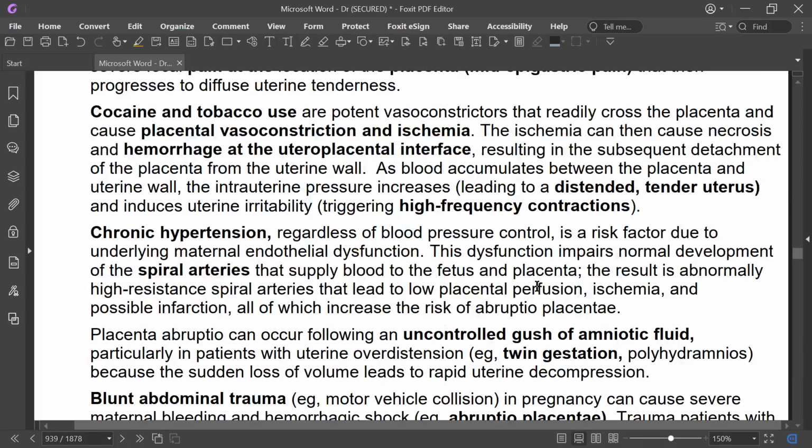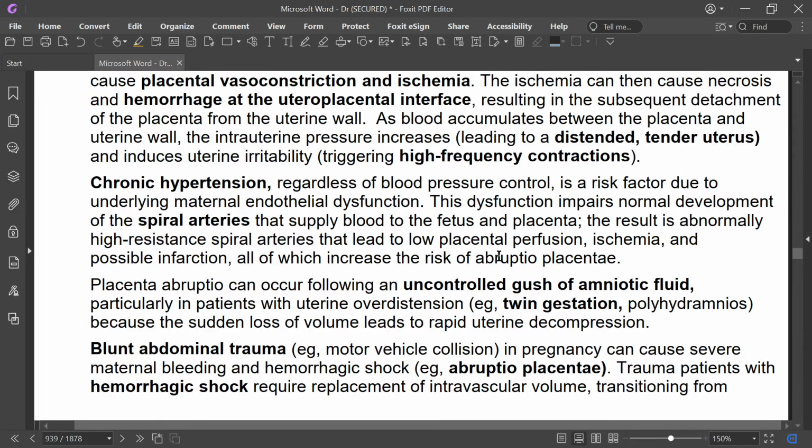Chronic hypertension, regardless of blood pressure control, is a risk factor due to underlying maternal endothelial dysfunction. This dysfunction impairs normal development of the spiral artery that supplies blood to the fetus and placenta. The result is abnormally high resistance spiral arteries that lead to low placental perfusion, ischemia, and possible infarction. Placental abruption can occur.